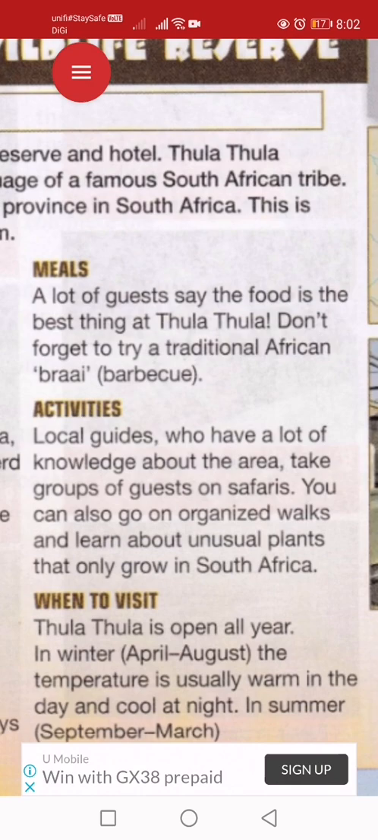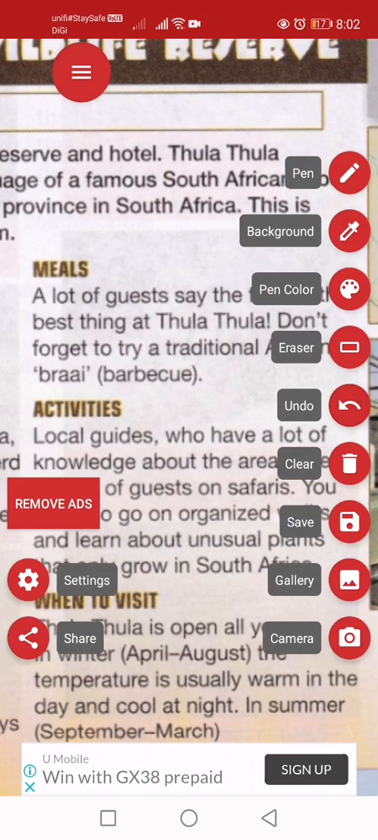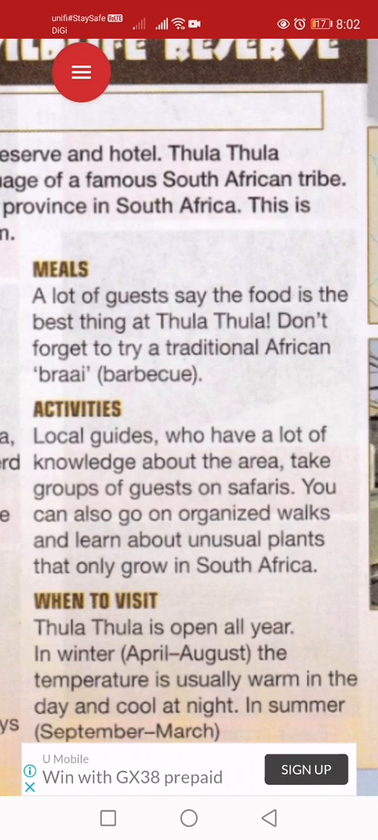A lot of guests say that the food is the best thing at Tula-Tula. Mereka mengatakan makanan adalah perkara yang terbaik di Tula-Tula. Maksudnya sedap betul lah. Okay, it means that it's so delicious. It's like freaking delicious.